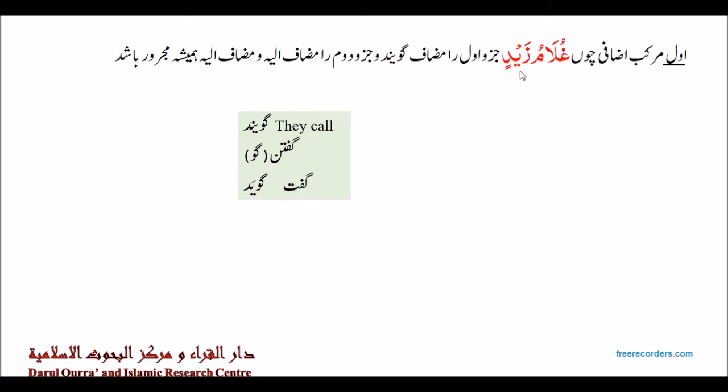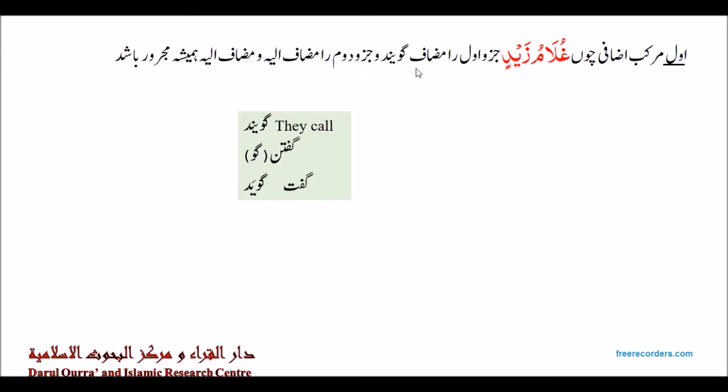Ghulam of Zaid. Sometimes, and in English, you will normally translate the word of between the two parts of Murakkab Idafi. So that's the first part. It's called Mudaf. Concerning the second part, he says Wajuzwe Dom. And the second part, Dom means second, Juz means part. And the second part, meaning Zaid. Ra, we don't translate. Mudaf ilay. That's the name for the second part. And the second part, Mudaf ilay.